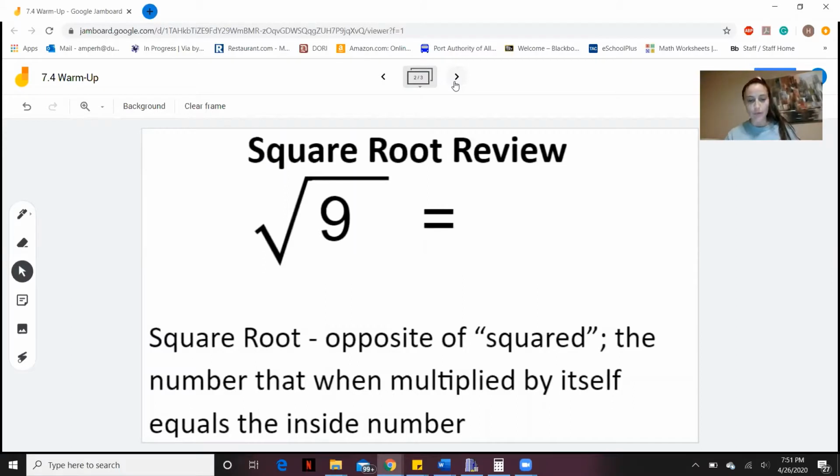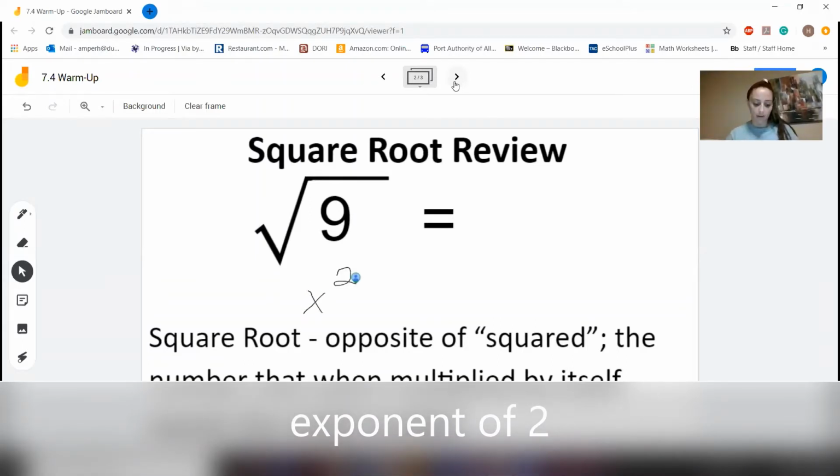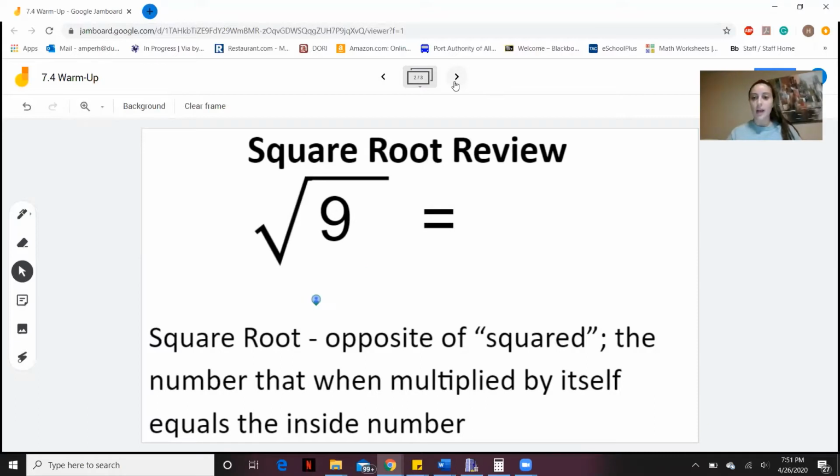Alright, so square root review. Right here we have the square root of 9. The word square root is the opposite of squared. When we say something is squared, that's something to an exponent, like x to the 2 would be x squared. So the square root is like undoing the square. It's the number that when multiplied by itself equals the inside number. Basically, if you had any number squared, it would equal this inside number.